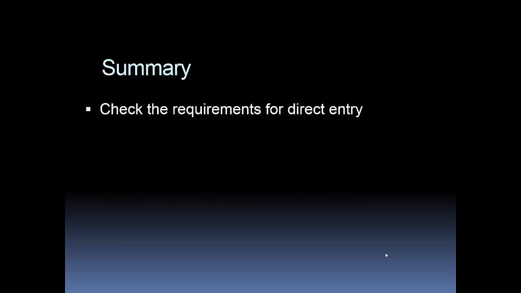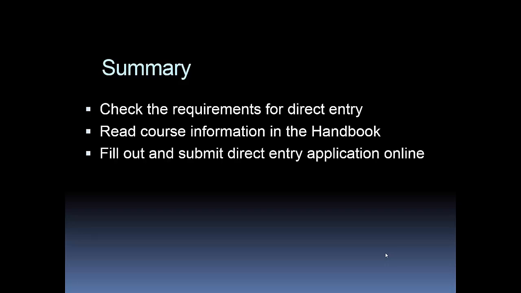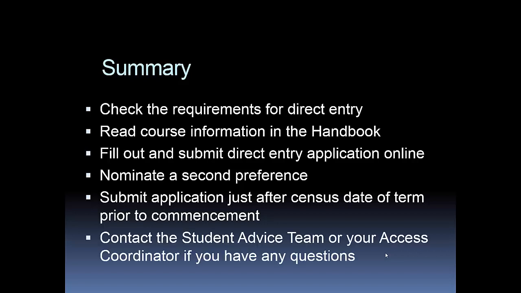Okay, so that's it. In summary, check the requirements for direct entry, information on the STEPS course site on Moodle. Read the course information in the handbook, so that's the undergrad course you're thinking of applying for. There'll be loads of information in the handbook. Fill out and submit your direct entry application online from the handbook. Make sure that you nominate a second preference, and submit your application just after the census date of the term prior to the one that you're aiming for. And if you have any questions, please don't hesitate to contact the student advice team or your access coordinator.